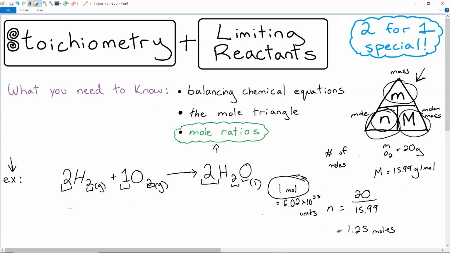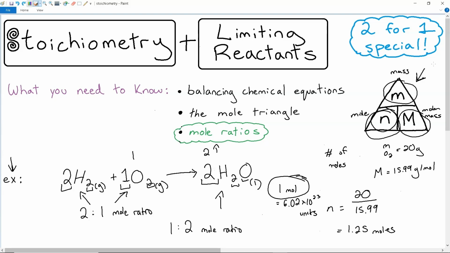We can see here that I have a 2-to-1 mole ratio between hydrogen and oxygen, meaning that for every 2 moles of hydrogen that react, 1 mole of oxygen is reacting. And when that happens, we create 2 moles of water. So we can either compare the coefficients between reactants, or we could also look from one reactant to a product. So if I look at oxygen compared to water, I could say that there's a 1 to 2 mole ratio, because for every 1 mole of oxygen that reacts, I get 2 moles of water.